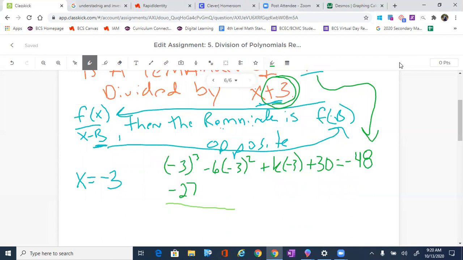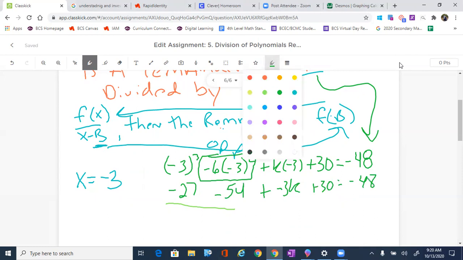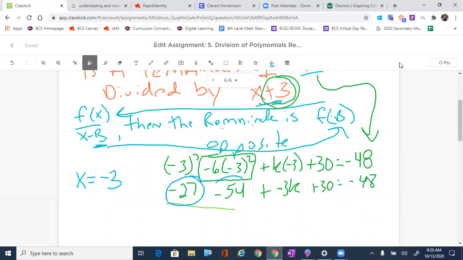If you don't know this stuff, you can plug it into Desmos. So -6 times -3 squared is -54, plus -3k, and plus 30 equals -48. Now at this point, all we need to do is collect like terms, that -27 minus 54 plus 30. And if you get that, that should give us -51. So I'm going to write -3k plus 51 equals -48.